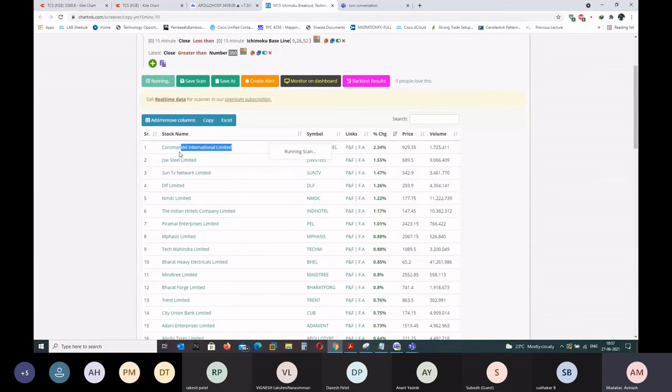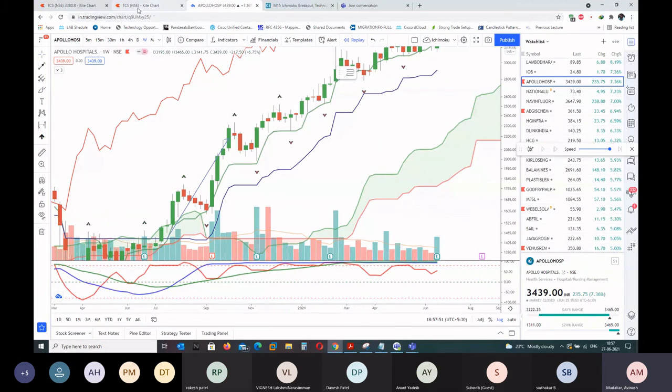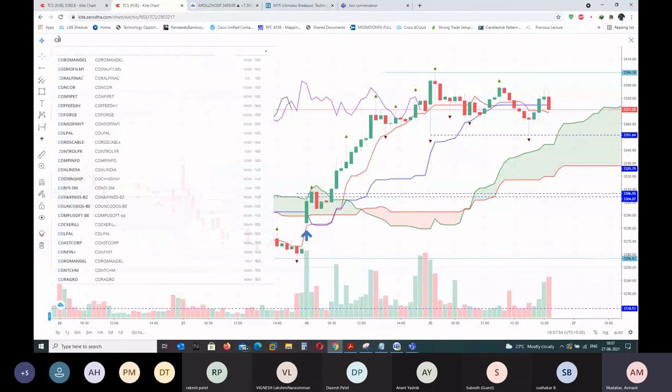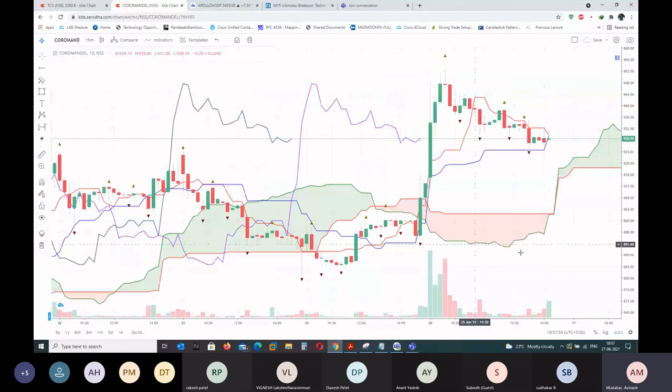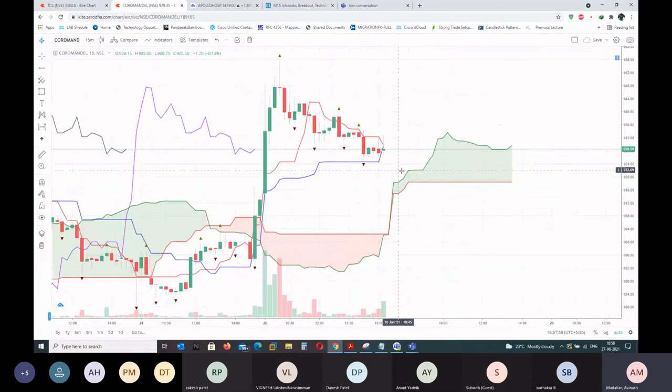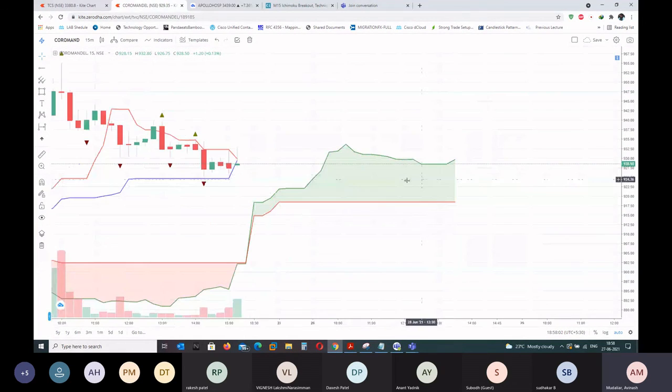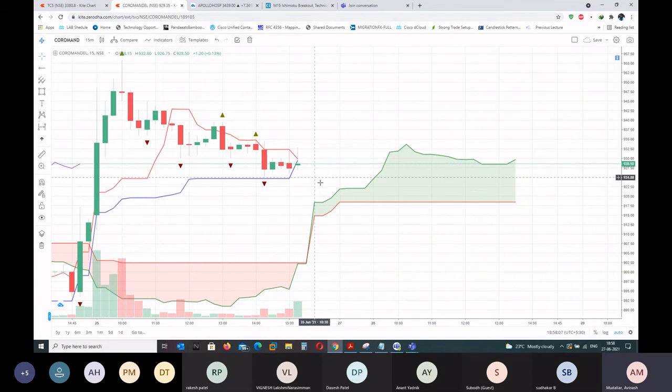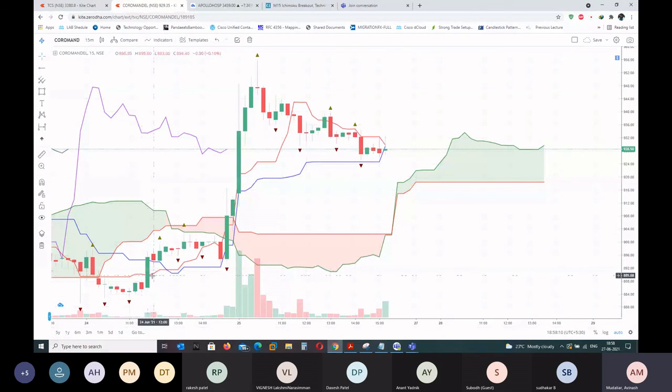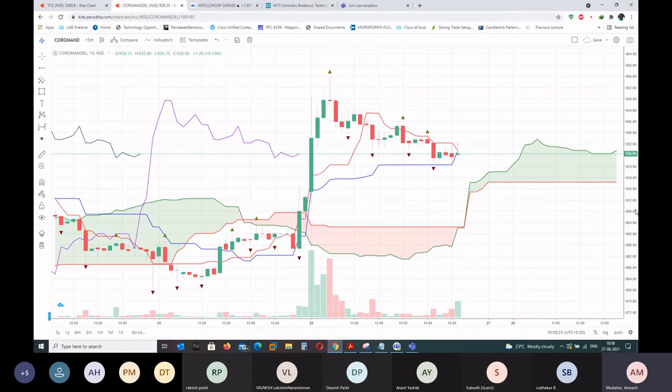So let's suppose you go to the first one, Coromandel. Now, like I told you, the close should have happened below Kijun Sen. It should have closed below Kijun Sen. But the only issue here is that before this happened, there was a good impulsive move. So basically this is not an impulse. This is not a retracement strategy. This is a reversal strategy, a strong reversal.